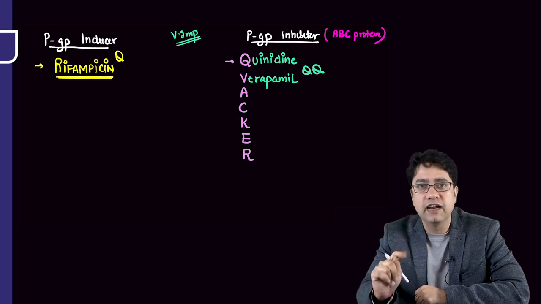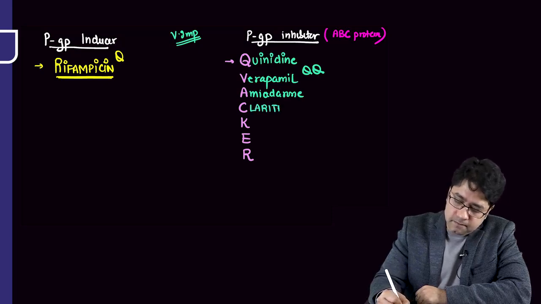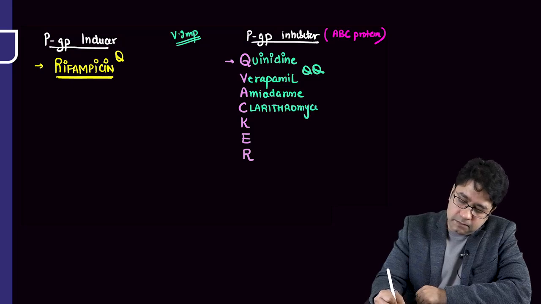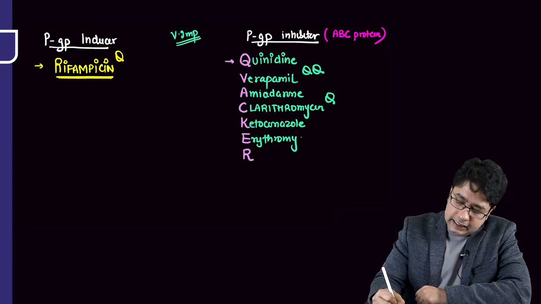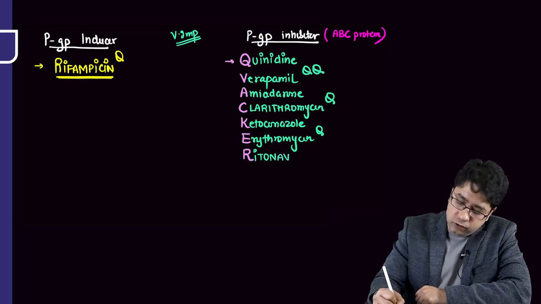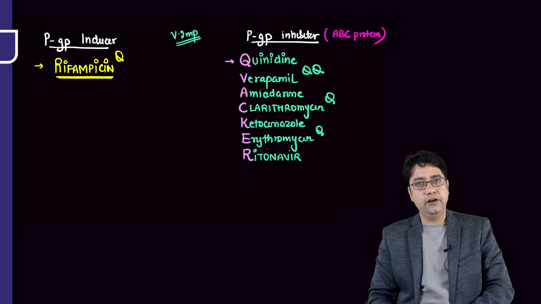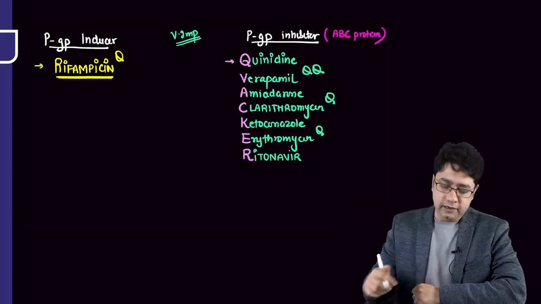The option was verapamil. Then A for another antiarrhythmic drug, amiodarone. One antibiotic, clarithromycin. Please remember, very commonly asked. Antifungal drug, ketoconazole. The brother of clarithromycin, that is erythromycin, and one anti-HIV drug, ritonavir. Okay, ritonavir. Now, what is the importance of this inducer or inhibitor?